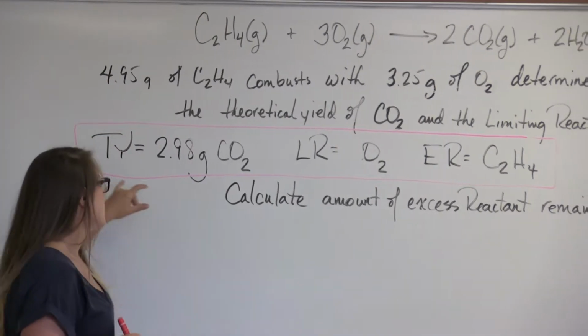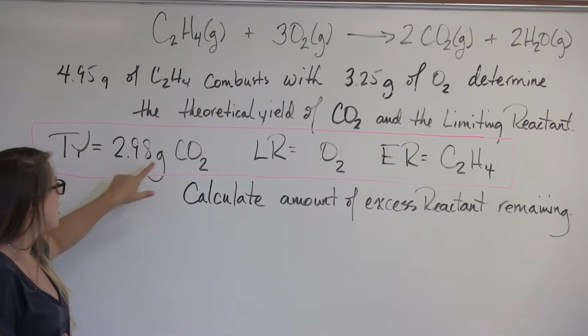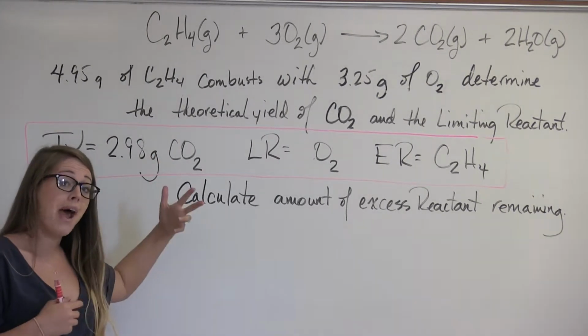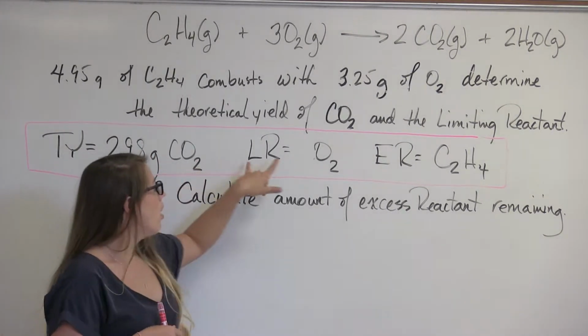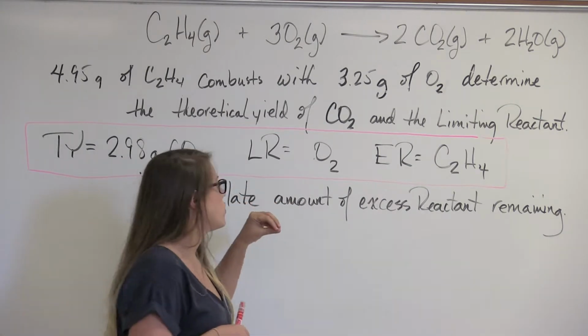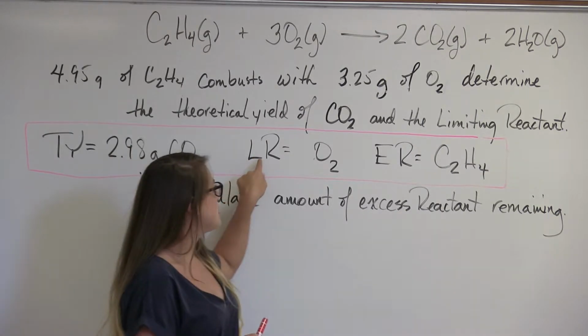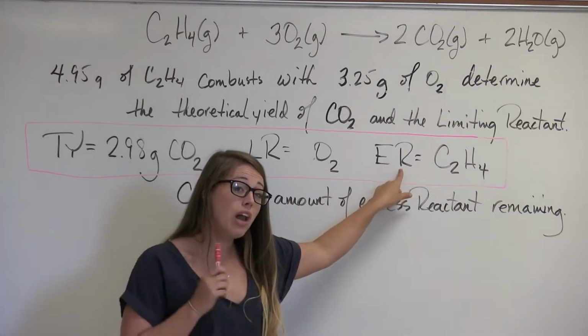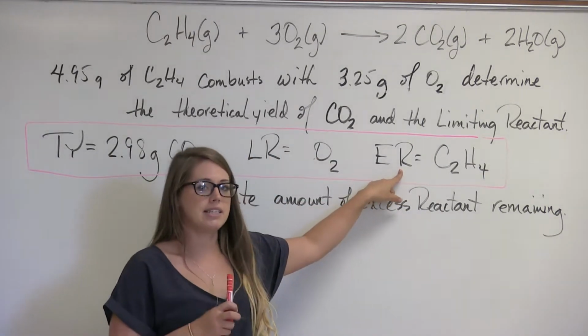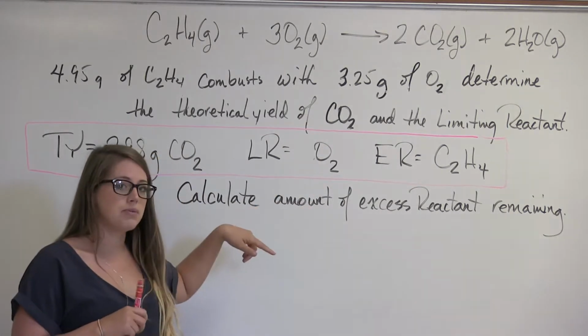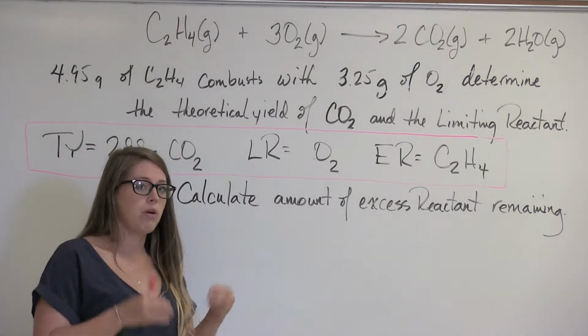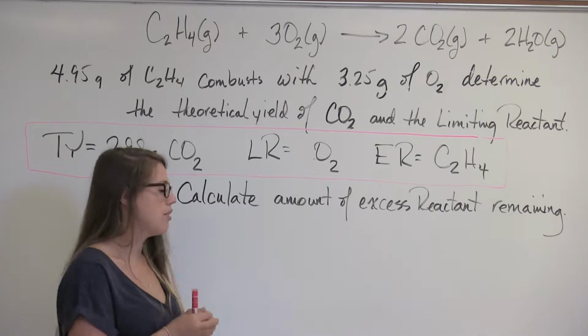So what we're going to do is, on the board, I've got the answers from the previous one. Our theoretical yield was 2.98 grams of CO2, so that was the maximum amount of product we could have made. Our limiting reactant was oxygen. Our excess reactant was ethylene. Look at the limiting and the excess reactant. Notice they're not products, they are reactants. Limiting and excess reactants can never be a product. We're comparing the reactants together.